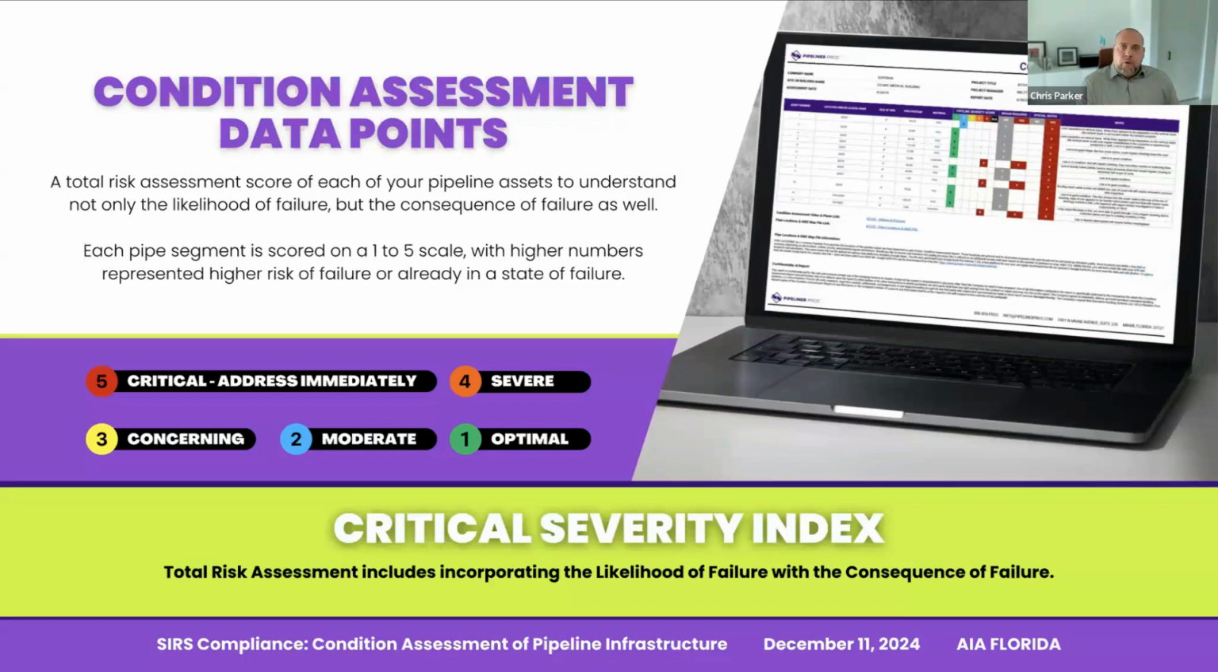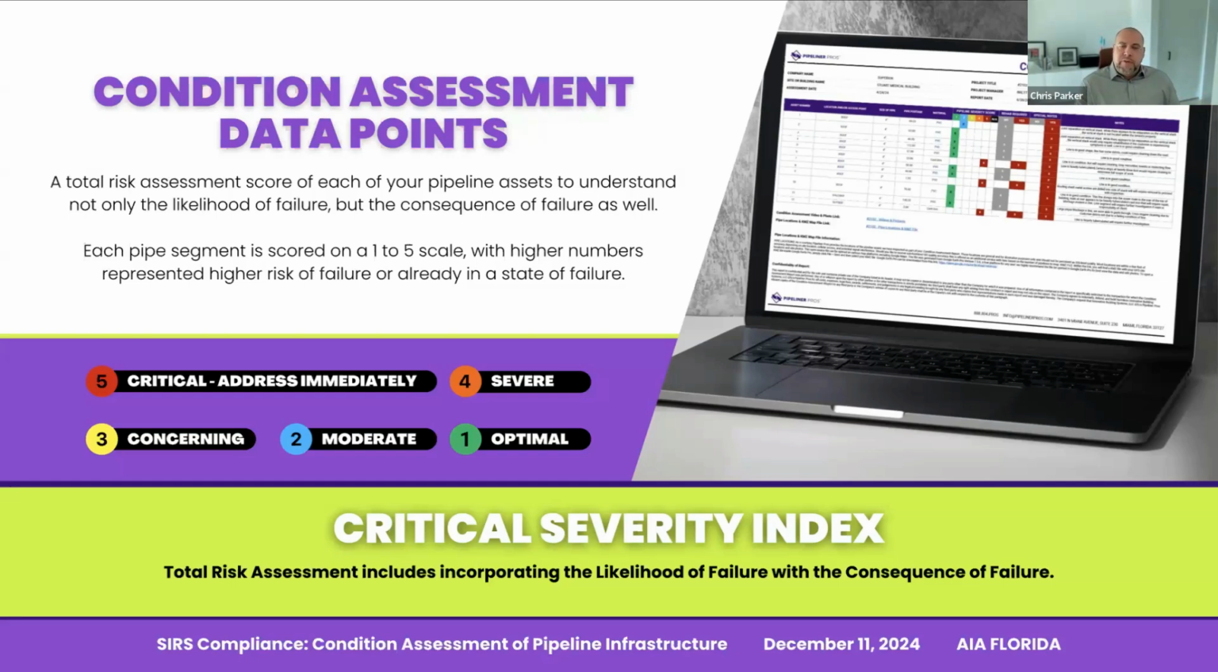Also with that is the critical severity index, as we call it, which is basically a total risk assessment score. So this one is a little different than the likelihood of failure score that is on a 1 to 6 scale. The critical severity index is on a 1 to 5 scale, where 5 obviously is critical. You need to address it immediately. 4 would be severe, all the way down to 1, where the pipe is in optimal condition. This is really the general area where most clients choose to base their next steps on, because the critical severity index incorporates into that the likelihood of failure score.